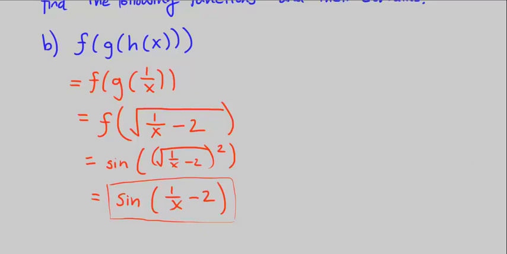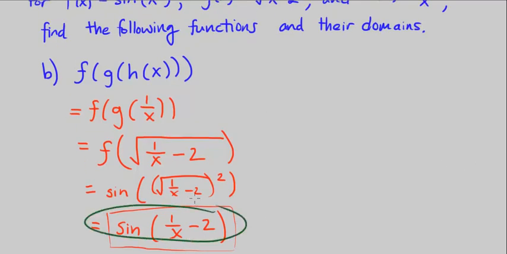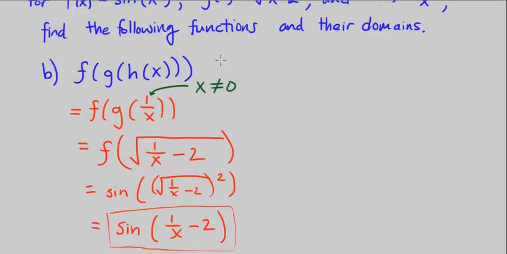Again, the domain is restricted not only by what we see in our final function, but by the composite of every function inside. For h of x, the 1 over x, the denominator x can never be 0, because that would make it undefined. So x cannot equal 0.